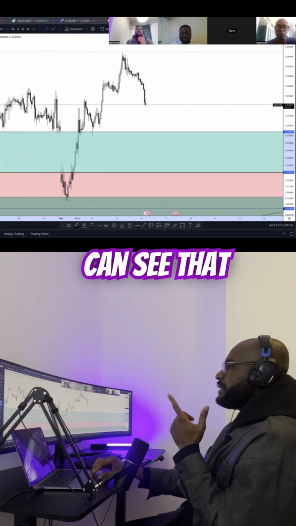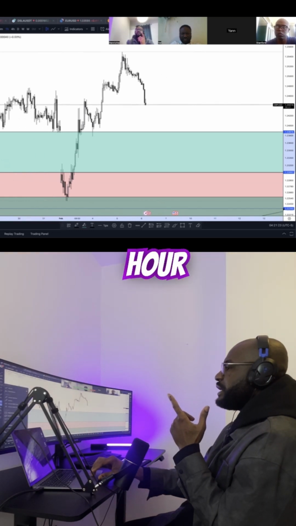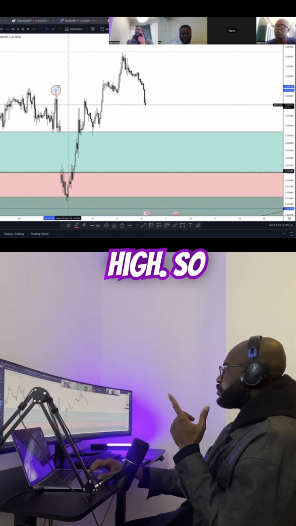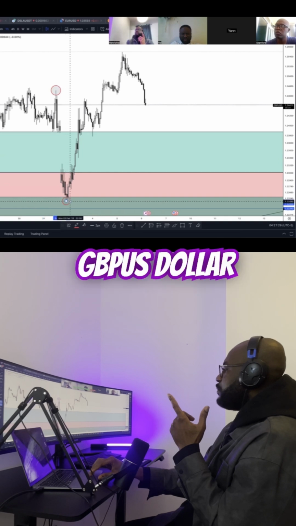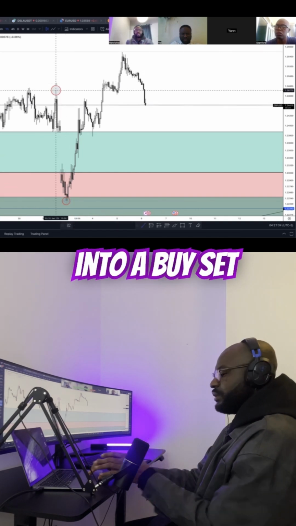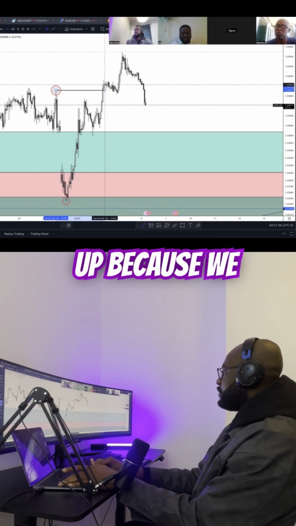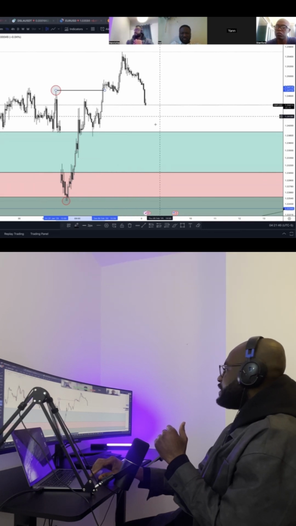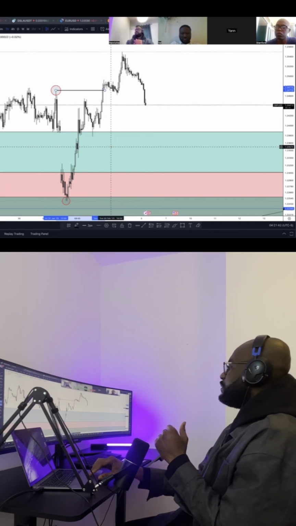And right now you can see that this has broken a 1 hour structure. We literally just broke a 1 hour structural high. So GBP US dollar still has an opportunity for you to actually get into a buy setup because we literally just broke a 1 hour high. So price is going to come down for a retest before the major move.